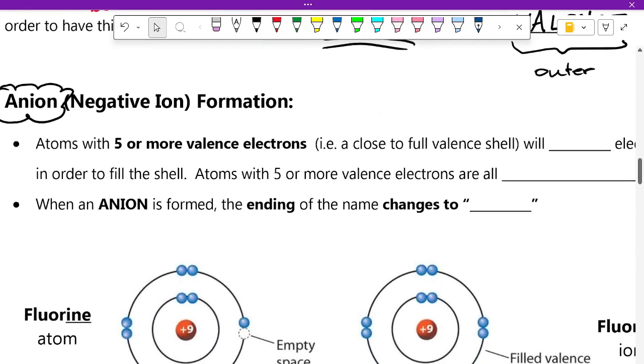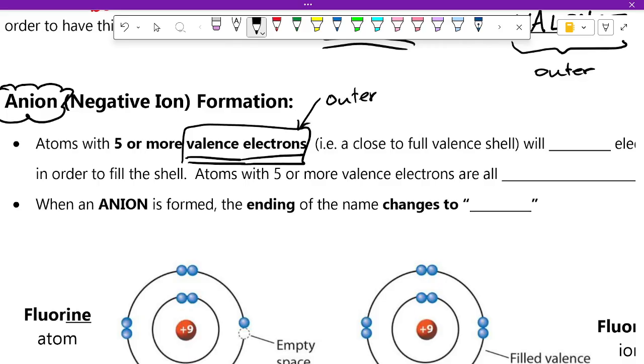Atoms that have 5 or more valence electrons. What the heck is a valence electron? That's an outer electron. That's an electron on the outer shell.